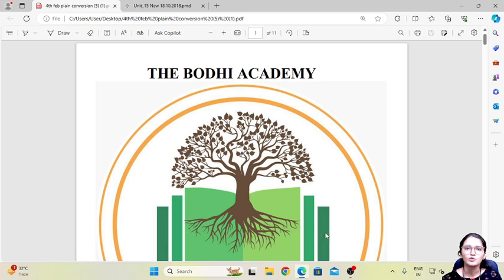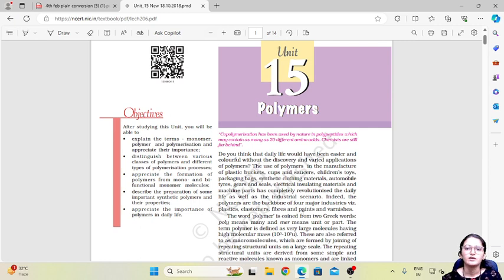Today I want to discuss the Polymers chapter from 12th standard chemistry, which is the simplest chapter carrying minimum marks. So let us start with the polymers.